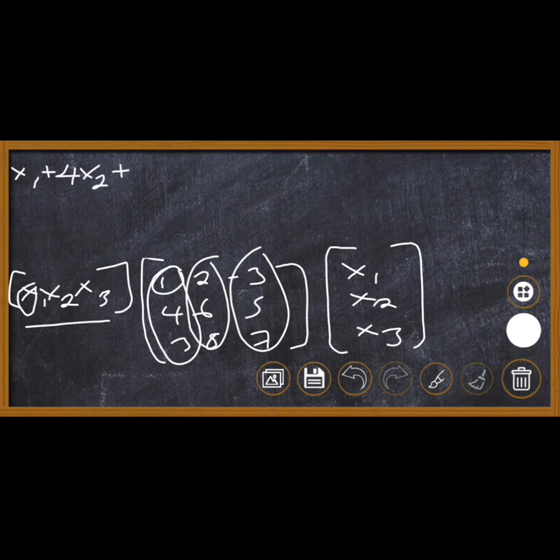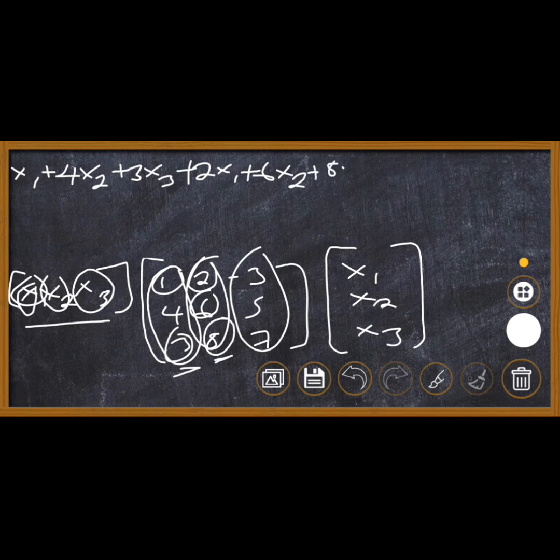Then we add x3 multiplied by 3, we have 3x3. So we are done with this column. We come to the next. So x1 multiplied by 2, we have 2x1, plus x2 multiplied by 6, we have 6x2. Then x3 multiplied by 8, we have 8x3. We are done with this column. We come to the last column.